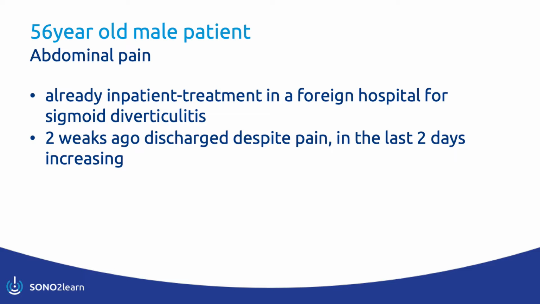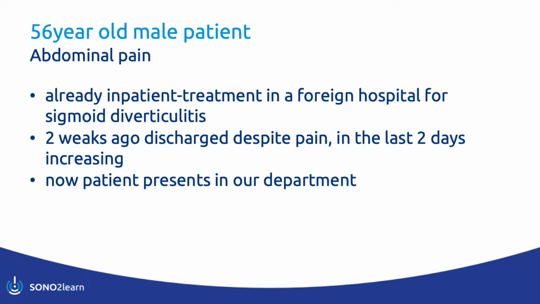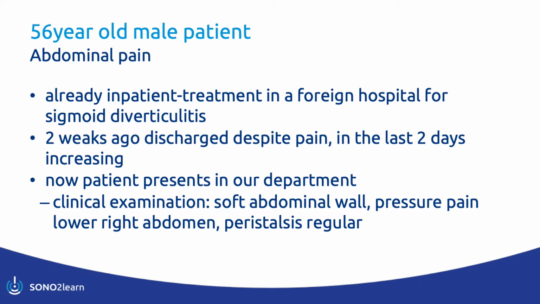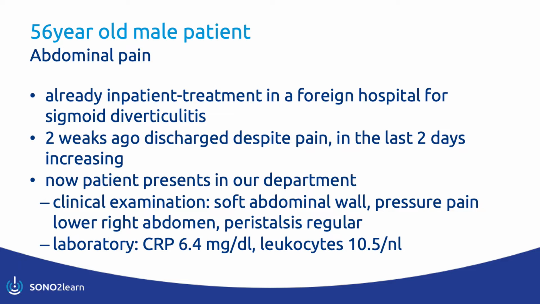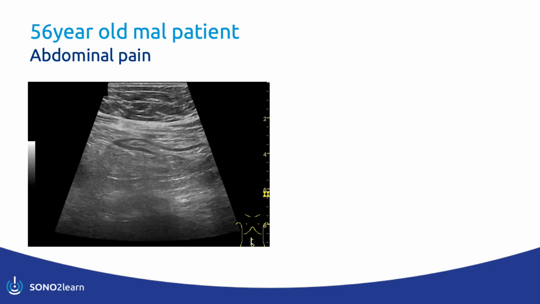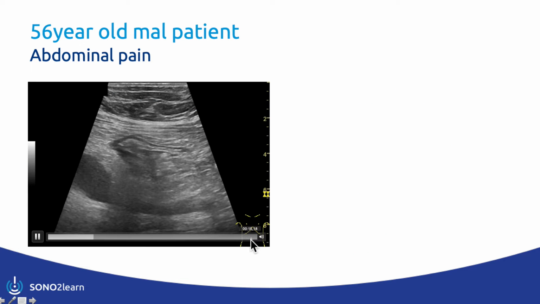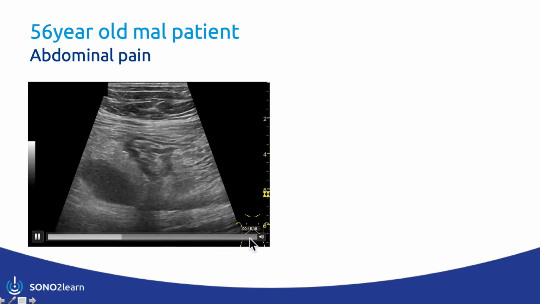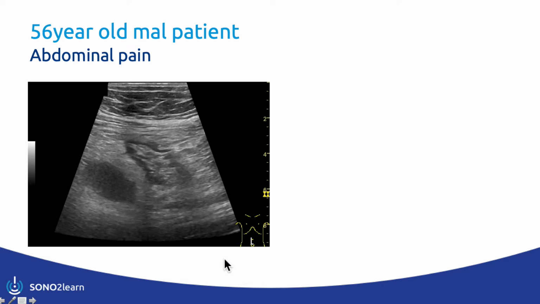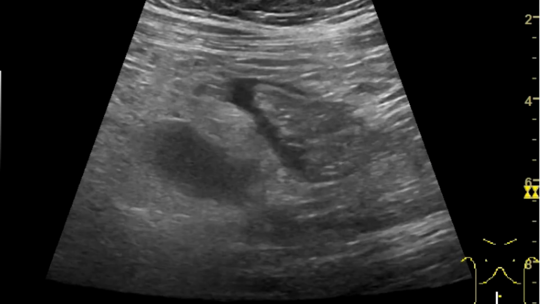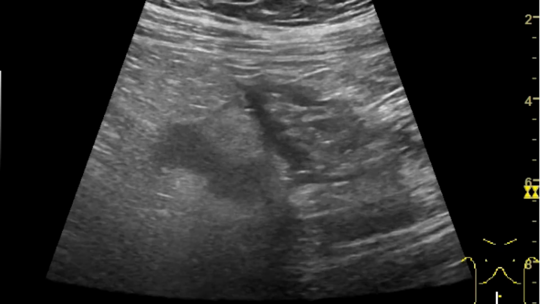At the current examination, there is a soft abdominal wall, but pressure pain in the lower abdomen, more to the right of the navel. The peristalsis is regular. In the laboratory, you find an increase in C-reactive protein and leukocytes. Here are the sonographic findings. You sonicate a sagittal or longitudinal section slightly to the right of the navel in the lower abdomen. The findings are shown here.